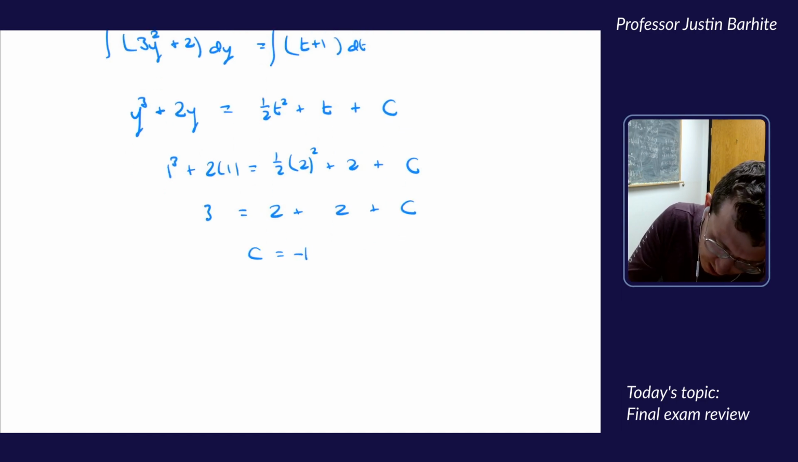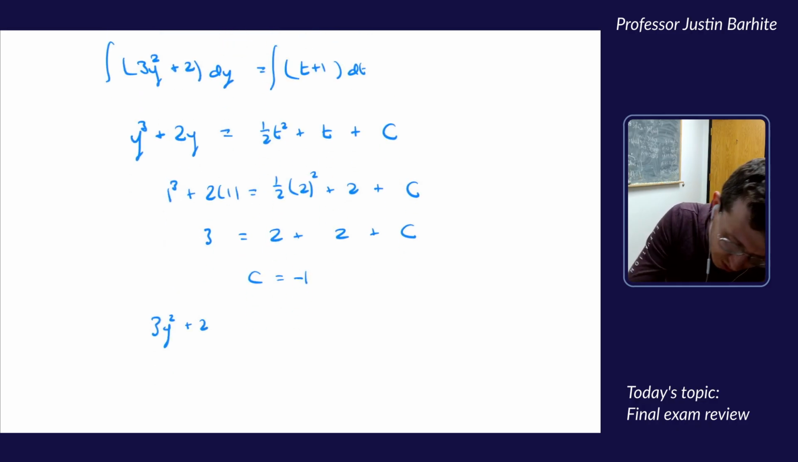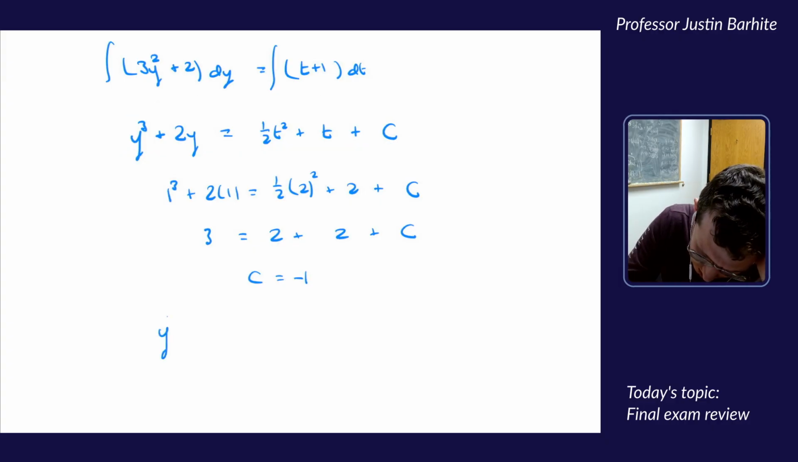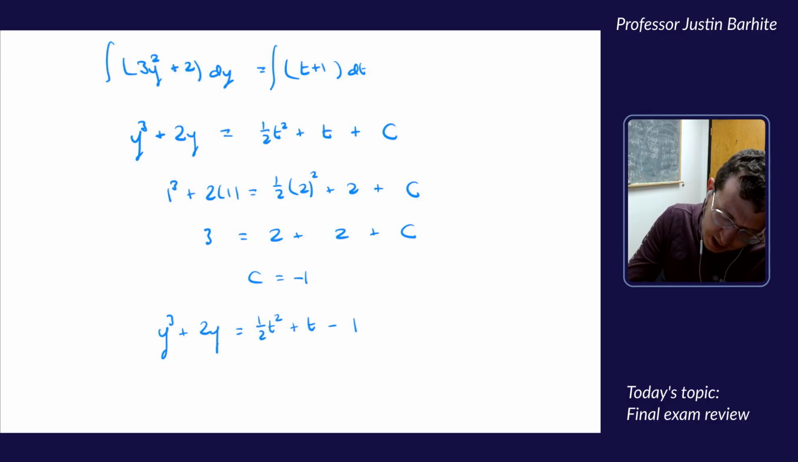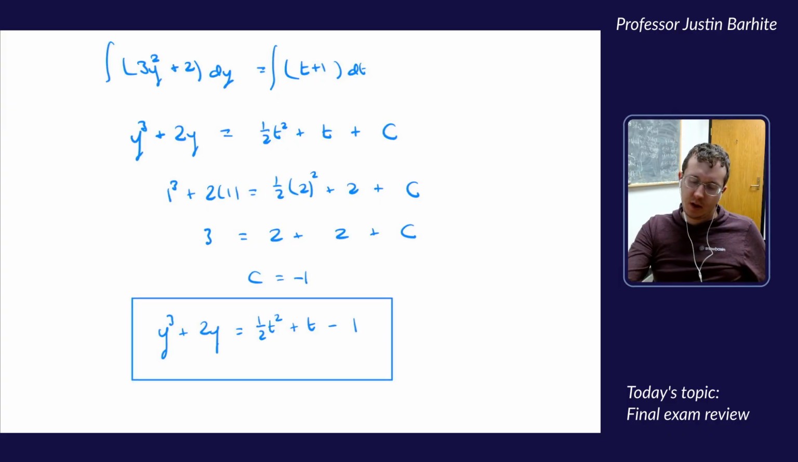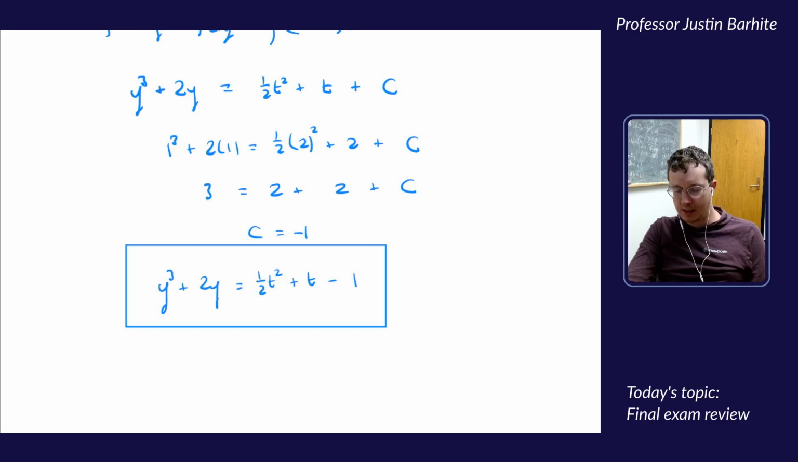So the solution here is 3y squared plus 2, oops, sorry, copying the wrong line. I should be looking at this. Y cubed plus 2y equals 1/2 t squared plus t minus 1. And when they say implicit solution, they just mean that I don't need to solve this for y. I don't need to get it in the form y equals a function of t. I can just leave it like this.